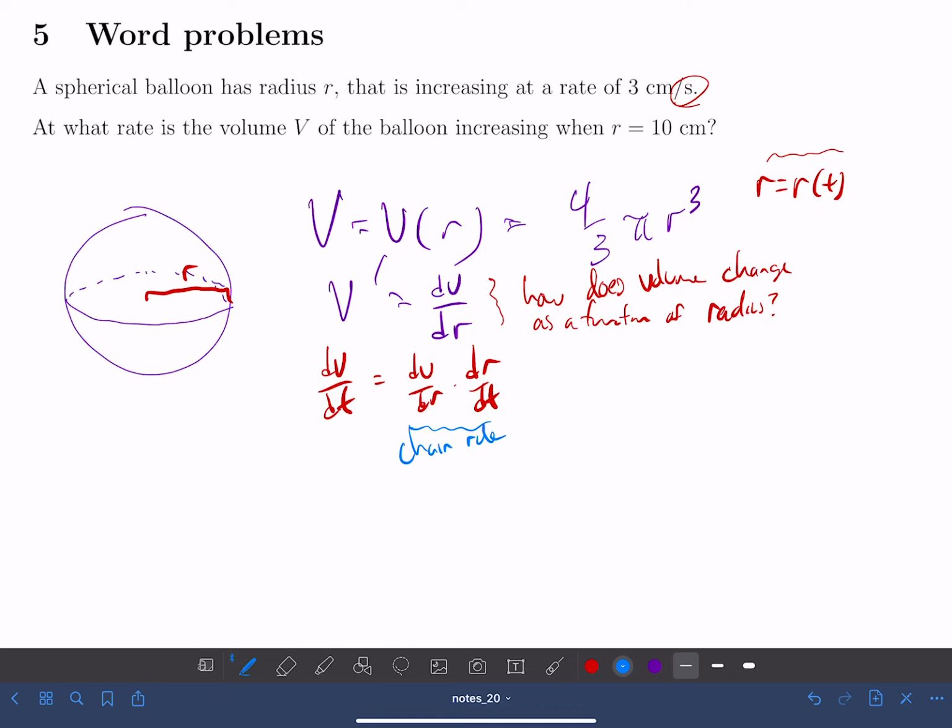Ultimately, the volume is set by the radius, but the radius is changing with respect to time. And so the rate at which the volume is changing with respect to time is the product of how the volume changes with respect to radius and how the radius changes with respect to time. So dV dr is equal to, well, I'm going to take the derivative of V with respect to r. Then we're going to get 4 times pi r squared. That is dV dr. And then I need to multiply it by dr dt. Oh, 3 centimeters a second.